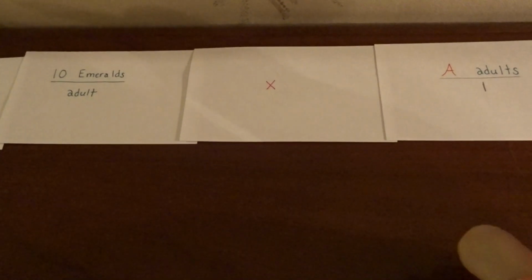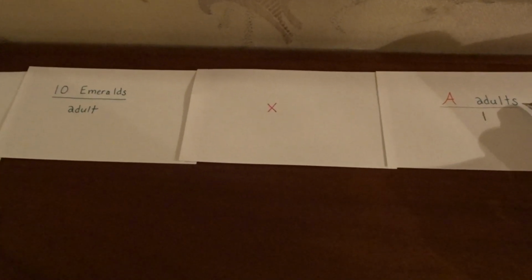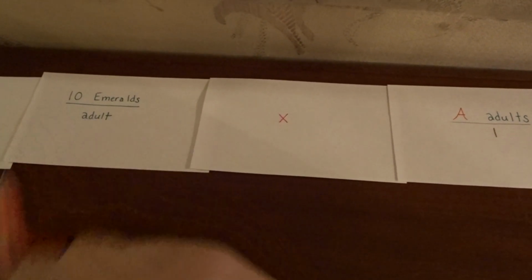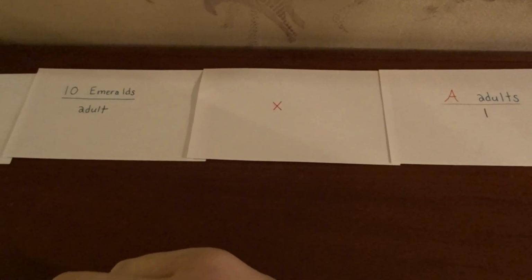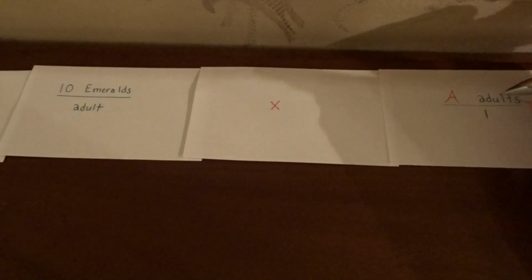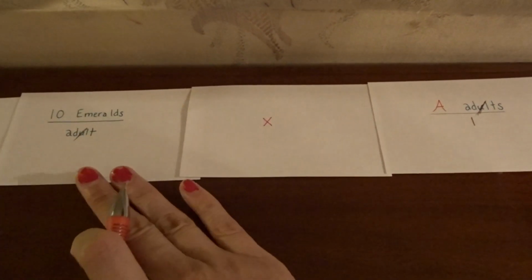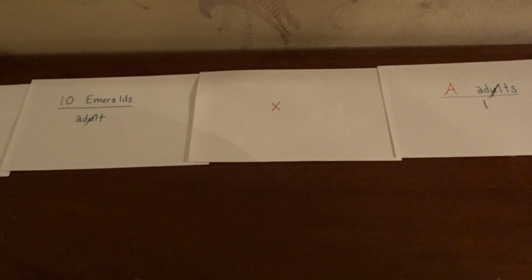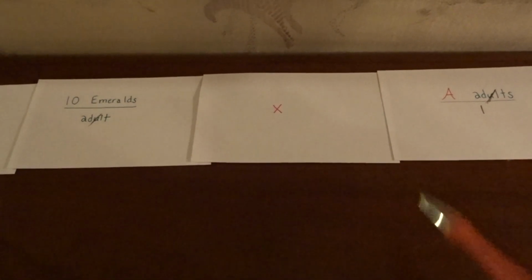So whenever we're multiplying two fractions, let's go ahead and see if we can cancel out any units. In our numerator, we have adults on top. In our denominator, we have adults on the bottom. So, because these two fractions are being multiplied, we can cancel out those units. Let's go ahead and cancel out this unit on top with this unit on the bottom. And what are we left with? What unit are we left with? We're left with emeralds. So let's go ahead and multiply everything.